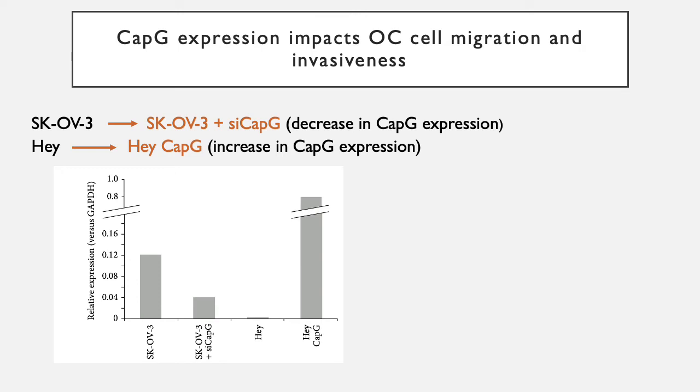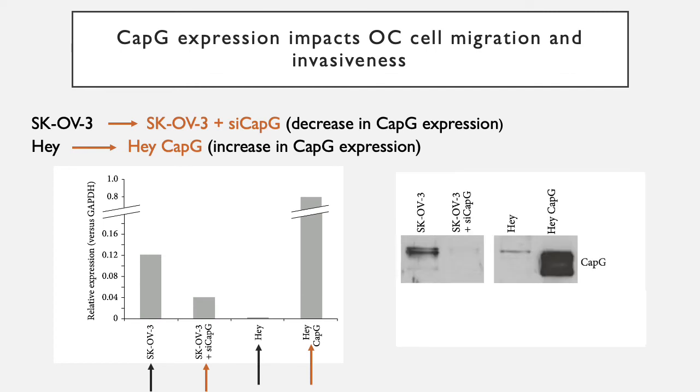RT-qPCR was then utilized to measure the relative expression of CapG in each of the unmodified cell lines and the 2 new modified cell lines. SKOV3 SI-CapG was confirmed to have a 4-fold reduction in CapG expression compared to the original cell line. The Hay CapG cell line was then confirmed to have a 230-fold higher expression of CapG when compared to the original Hay cell line.